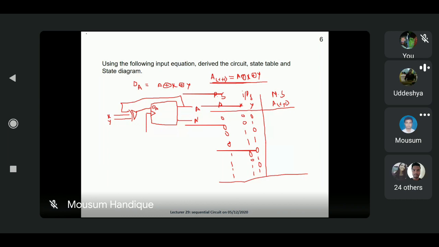Excitation table, sir. Excitation table. So from the excitation table, how can we get it? Now you can explain how we can get it from the excitation table. Okay, I am also confused about this one. Which particular table? We have the present state. Okay, no problem. How can you use the excitation table?